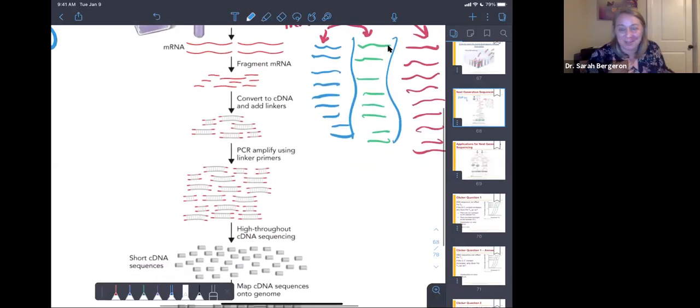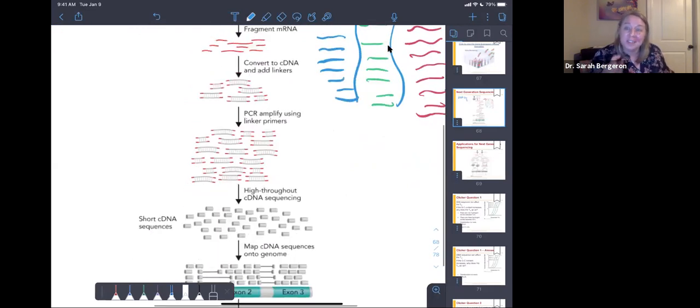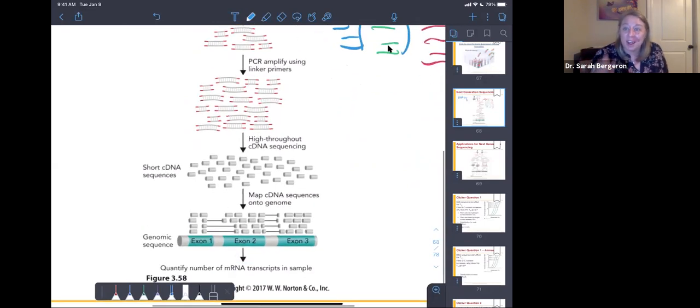So now that I've amplified them, I have enough that I can send it to be sequenced. So I go and I sequence every single fragment and I can tell, do I have 100 copies of this fragment? Do I have 1,000 copies of this fragment? And then I use a program.